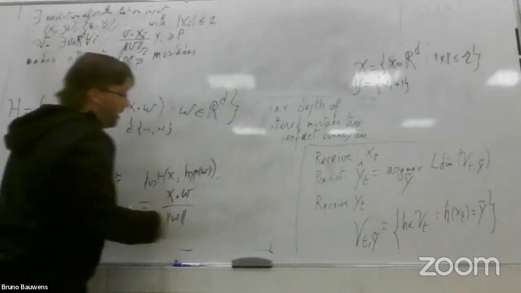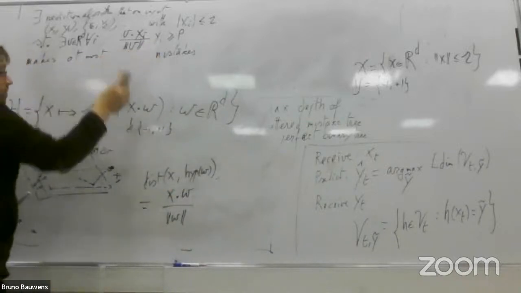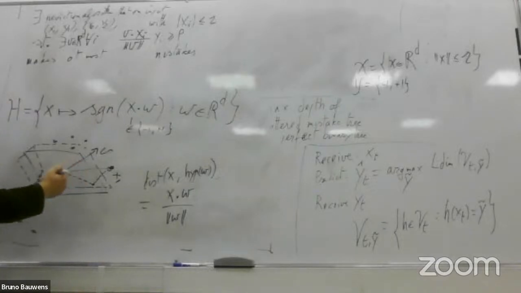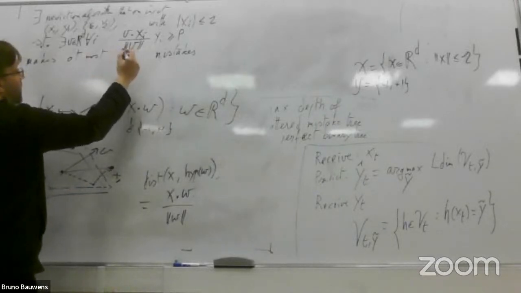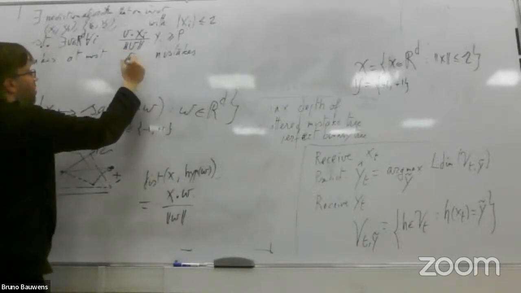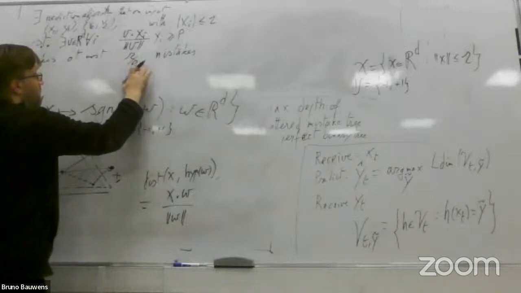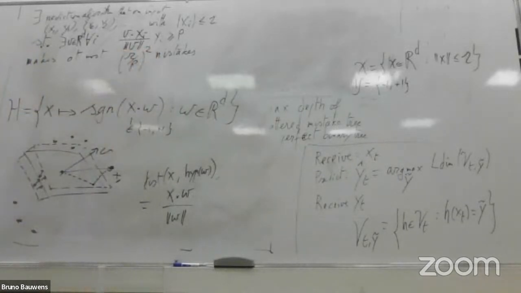And the bound now is, unfortunately, not so good. It makes at most, it is now not logarithmic, but R over rho squared mistakes. But at least there is a finite bound now.